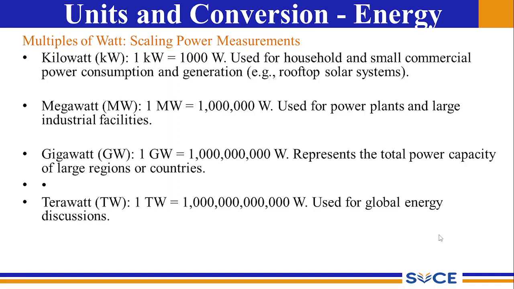The next one is about kilowatt, megawatt, gigawatt, and terawatt. Kilowatt is generally used in household and small commercial power consumption and generation. For example, your rooftop solar systems are all in terms of kilowatt. When you go for larger power plants or large industrial facilities, the energy produced or used is in terms of megawatts. When you're talking about gigawatt, you're talking about larger regions or countries. And when talking about terawatt, you're talking on a global scale.